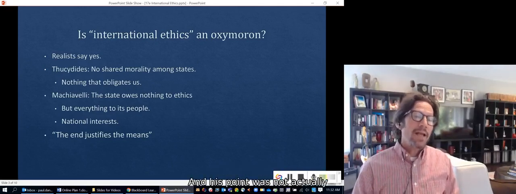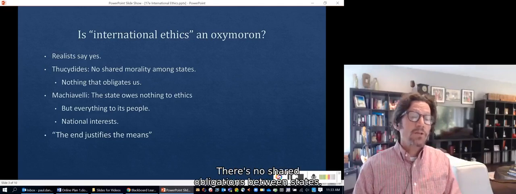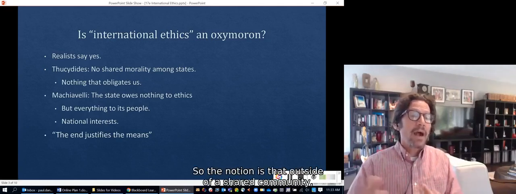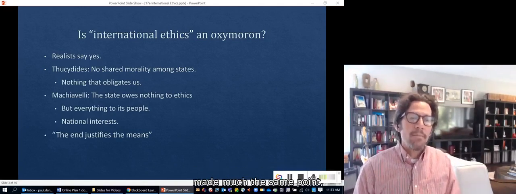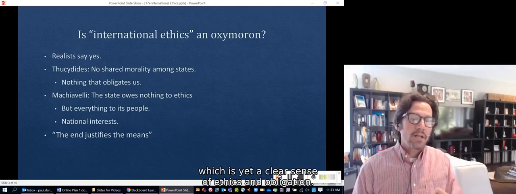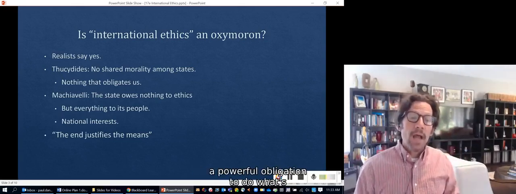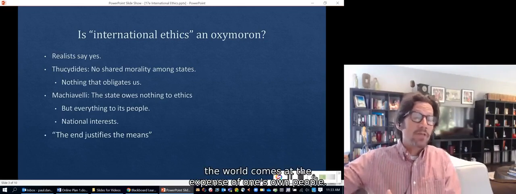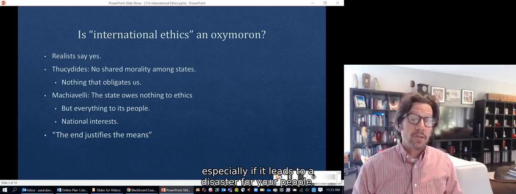And his point was not actually that there is no such thing as ethics, but that there's no international ethics. There are no shared obligations between states. States have obligations internally because they are a single political community. So the notion is that outside of a shared community, there are no ethical obligations. Machiavelli made much the same point. He had a clear sense of ethics and of obligation, and the point that he made was that any given state has a powerful obligation to do what's best for its own people. And to the extent that doing good things for others around the world comes at the expense of one's own people, Machiavelli would say that that's unethical, especially if it leads to a disaster for your people.